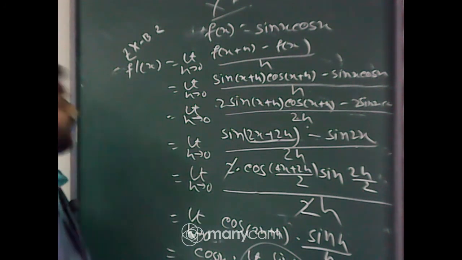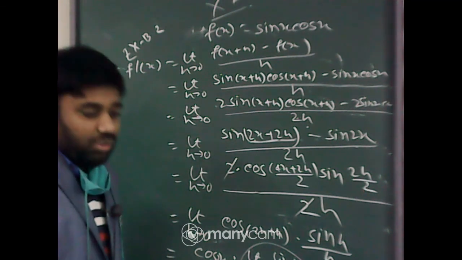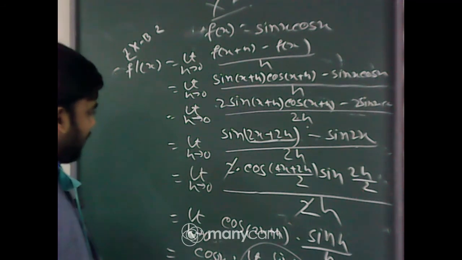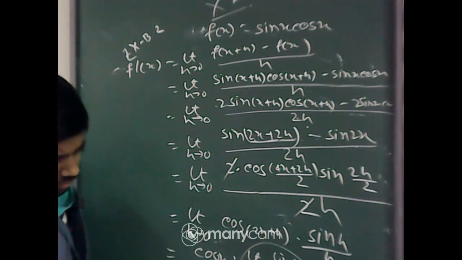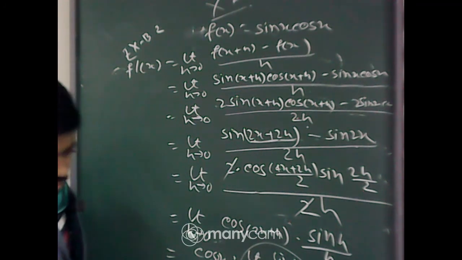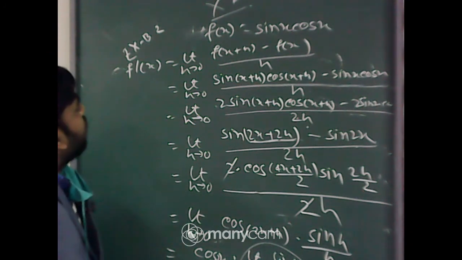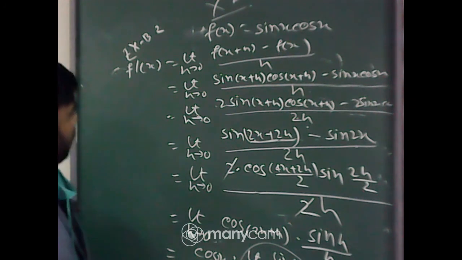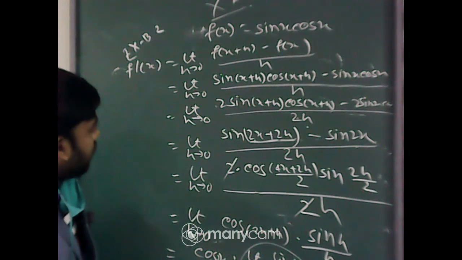So f(x) equals sin x cos x. I think somewhere a 2 is missing. No, it is okay. It is cos 2x, because 1 by 2 sin 2x is sin x cos x, and its derivative is cos 2x into 2 by 2, that is cos 2x. Got it? I hope it is clear to you, all of you have that sum.